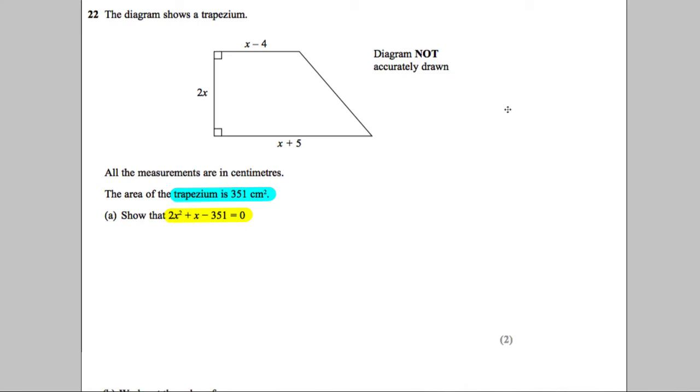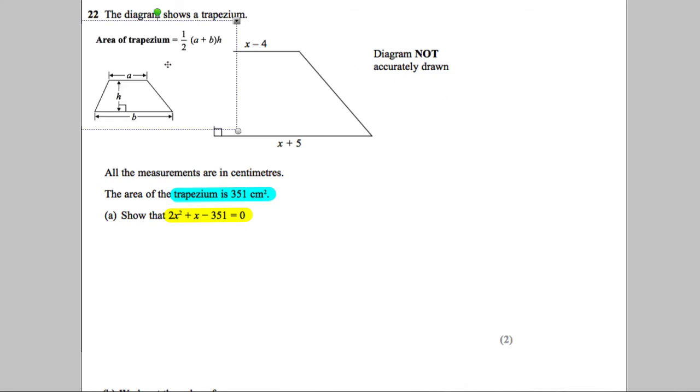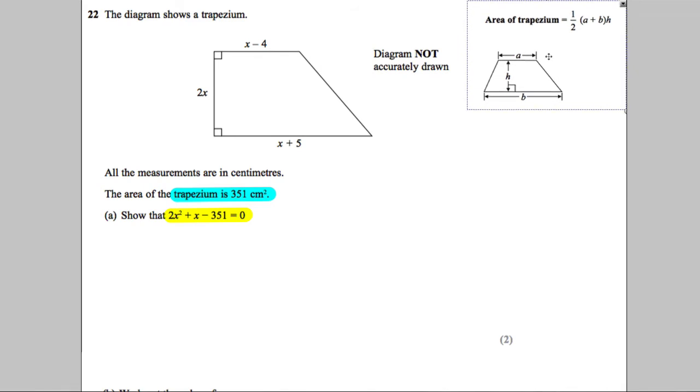Now, the area of a trapezium, you should think, look at the front of the formula booklet, that is the formula that you have. So that is given to you. Now, we could work out the area of this trapezium by, well, it's 351, but we could work it out in terms of x by substituting into that formula.